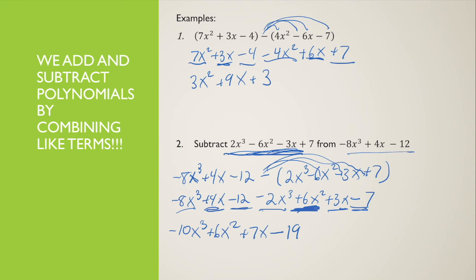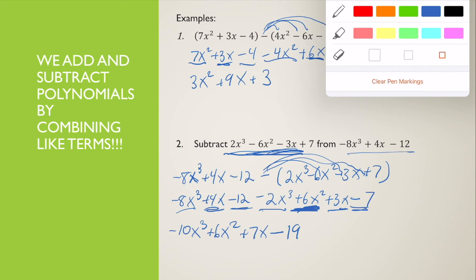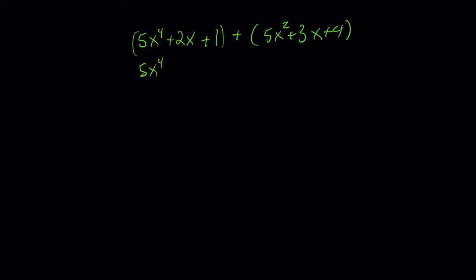Let's talk real quickly about adding polynomials because I didn't do a specific example. And the reason I didn't do a specific example is this. If I had 5x to the fourth plus 2x plus 1 plus 5x squared plus 3x plus 4, when I add these, I don't have to distribute anything. I can drop my parentheses right away and then go ahead and combine like terms.